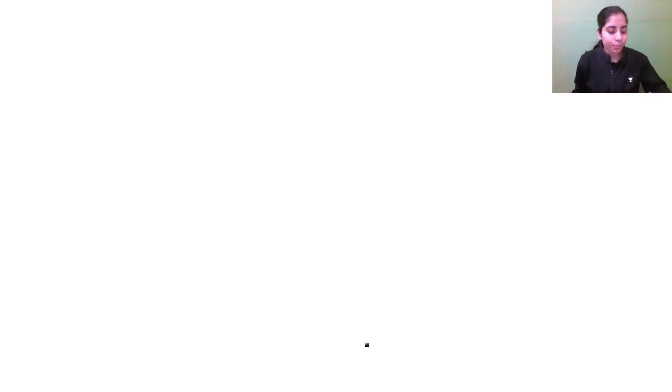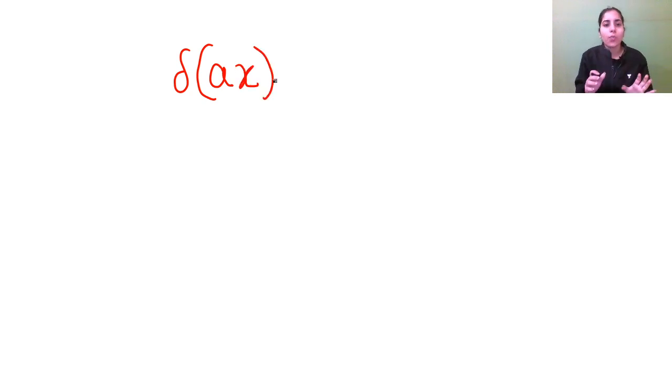Let's talk about our next property. Next one. See guys, if I'm going to talk about the next property, let's say you have a Dirac Delta function present like this. It has a constant term a. Clear? In the earlier cases also a was a constant, but right here also a is a constant. So delta of a x, if this kind of Dirac Delta function is given to you.